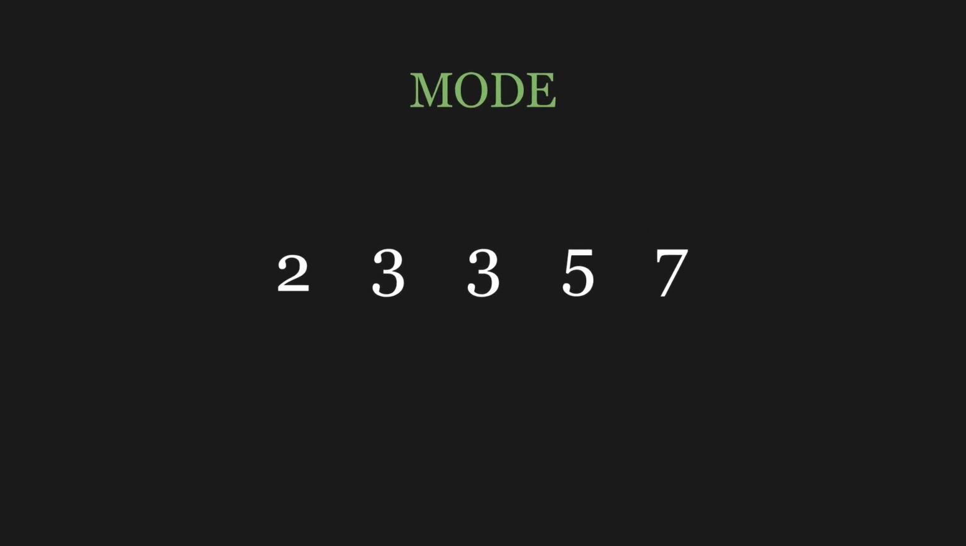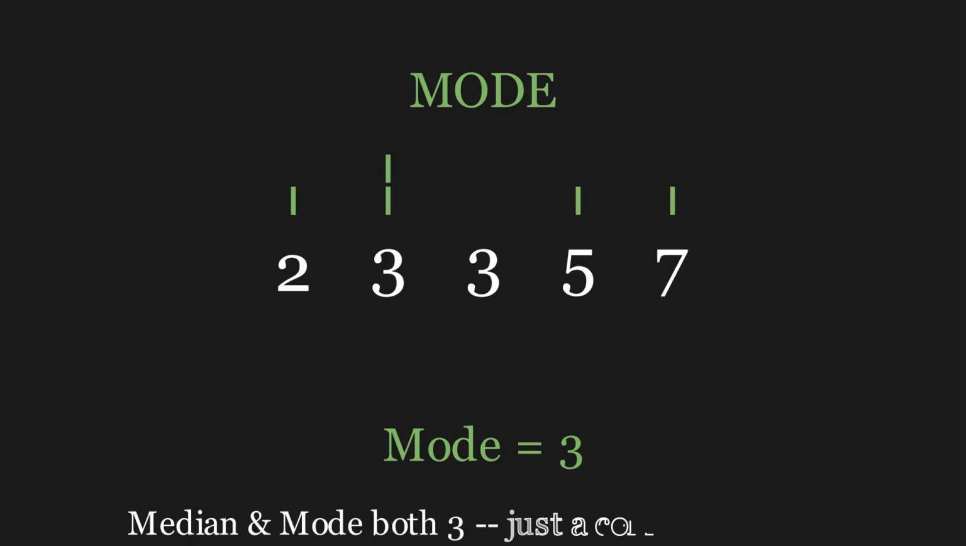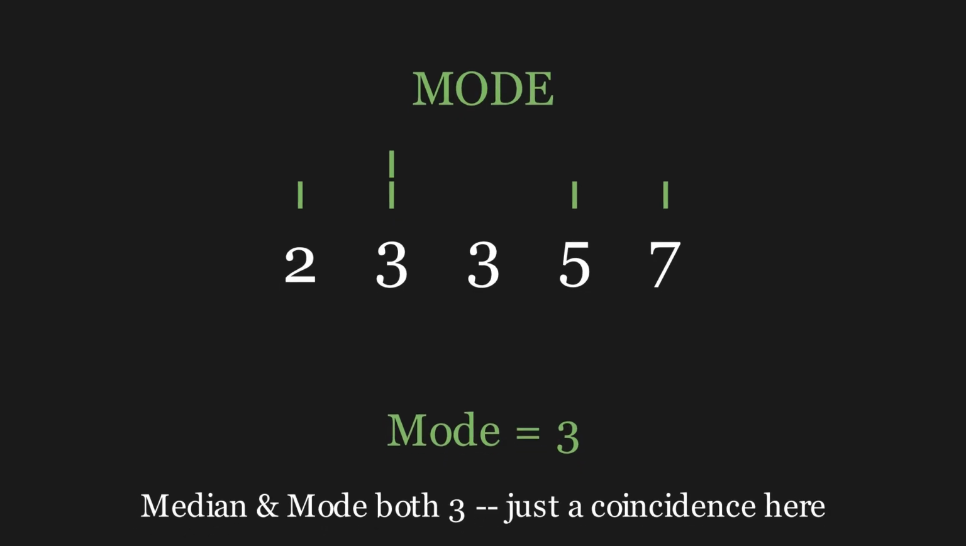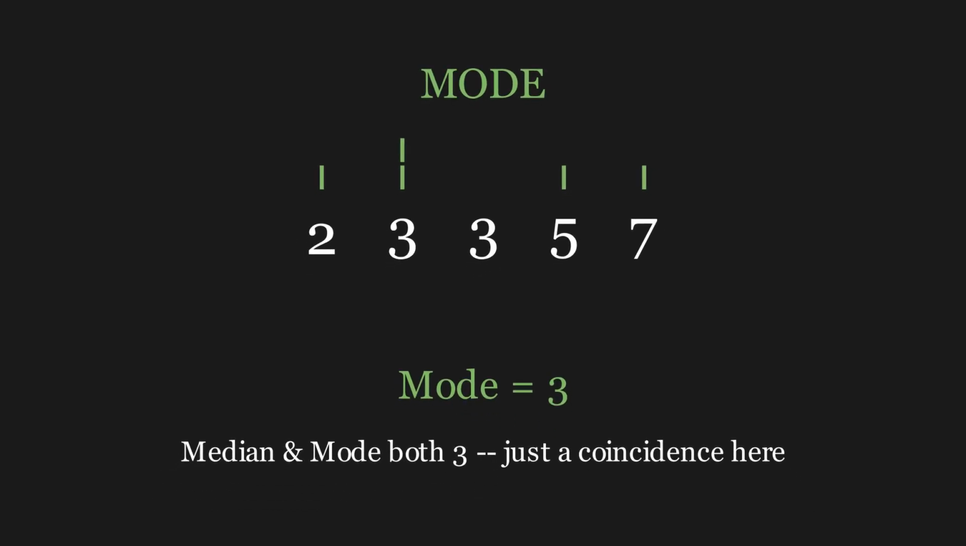Now the mode. The mode is just the number that shows up the most often. Let's check each one. 2 appears 1 time, 3 appears 2 times, 5 appears 1 time, 7 appears 1 time. 3 shows up twice, more than any other number, so the mode is 3. Notice the mode and the median happen to both be 3 here. That's just a coincidence of this particular data set, not a rule you can count on in general.